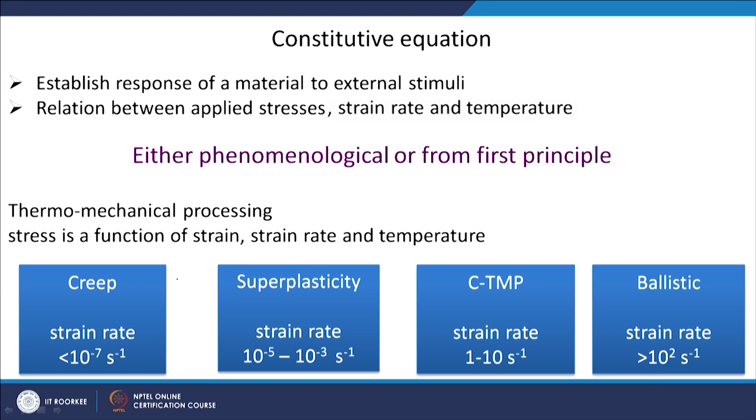So, you can divide the whole thermomechanical processing into different segments based on strain rate. You have creep at very low strain rates. In this direction your strain rate is going down, and in this direction strain rate is increasing. So, you have creep, then superplasticity, then conventional thermomechanical processing, then ballistic kind of deformation, at very high strain rate. So, there are different ranges of strain rate, and that defines different types of processes, which you can model, or for which you can create a constitutive equation for these different deformation conditions.